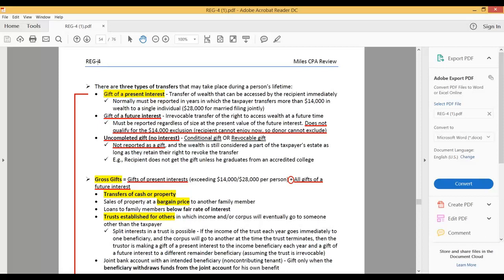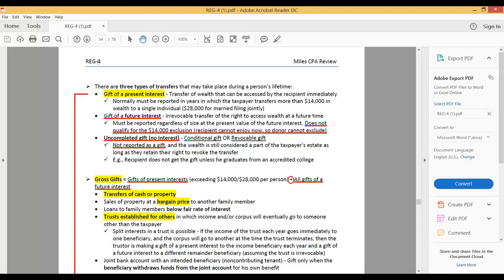If I am doing a gift split with my spouse, that is, both of us are considered as if we have given the gift, then it would be $28,000. That is, each one of us would get a $14,000 exclusion.